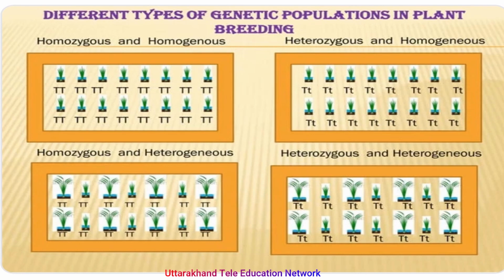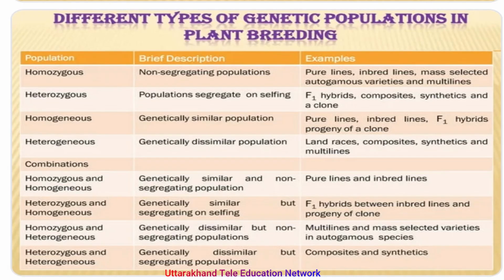Different types of genetic population in plant breeding are used: homozygous and homogeneous, heterozygous and homogeneous, homozygous and heterogeneous, heterozygous and heterogeneous. There are the following traits used for showing the different types of genetic populations in plant breeding. Different types of genetic populations in plant breeding.